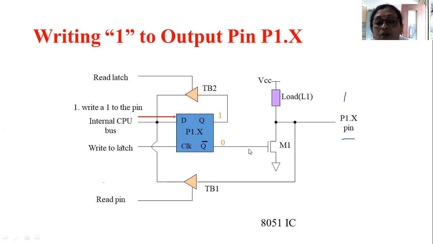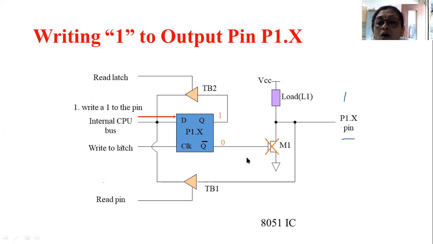Now, if 0 is applied to the gate of the MOSFET, then the gate of the MOSFET is at 0 potential, and therefore what happens? What you can observe, the MOSFET will turn off.